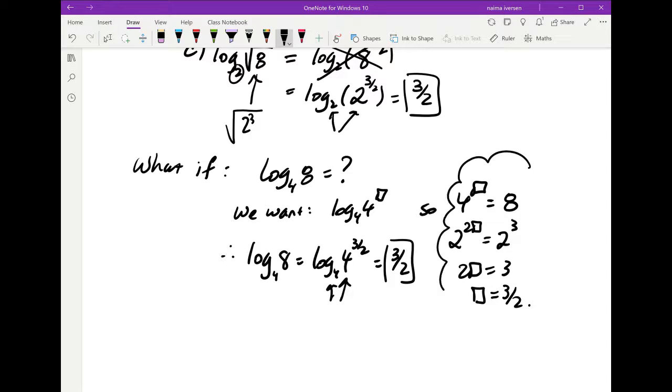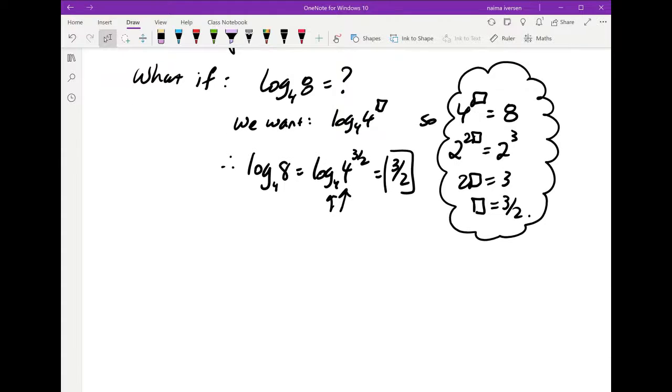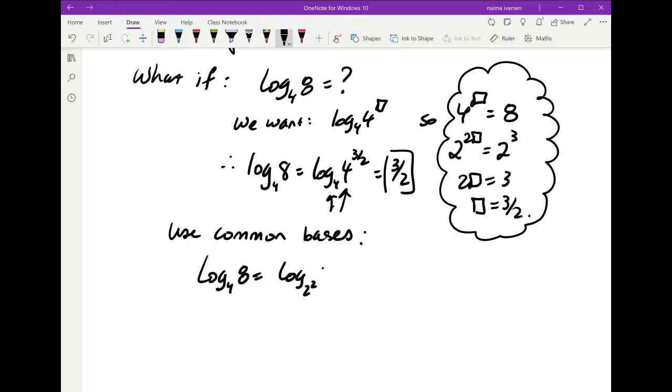This does, though, seem like a lot of extra work, and you will find that logs have a ton of different ways of doing things and different properties that you can find and all that kind of stuff. So we could also use common bases. And so if we use common bases for this, what I would do is I would write log base 4 of 8 as log base 2 squared of 2 cubed. The bases are the same.